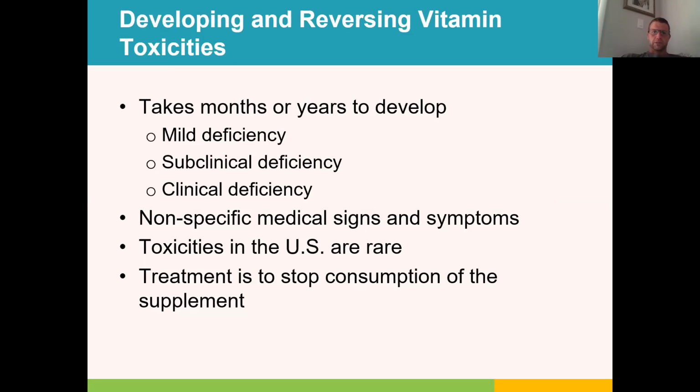Developing and reversing vitamin toxicities takes months or years. It's not something where you eat a whole bunch of carrots and all of a sudden you turn orange or start to see toxic issues. Mild deficiencies will start first and work their way up. Non-specific medical signs and symptoms. A lot of times, you may just feel weird, right? Like something's off, right? Again, toxicities in the U.S. are rare, and treatment is to stop consumption of the supplements, right?